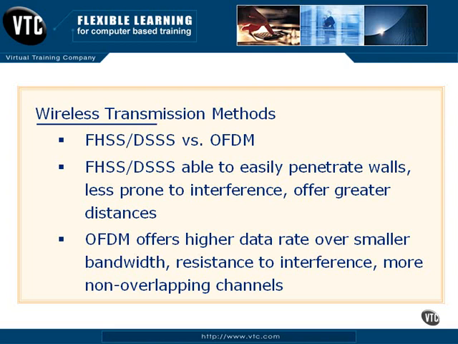Now, on the other hand, OFDM offers a higher data rate over a smaller bandwidth. It also offers better resistance to interference from outside factors, and there are more non-overlapping channels. So OFDM and 802.11a and g that use OFDM are not as susceptible to getting interference from devices such as other electrical devices that use that 2.4 gigahertz spectrum, as 802.11b is prone to. Those are just a few of the advantages between those various transmission methods.